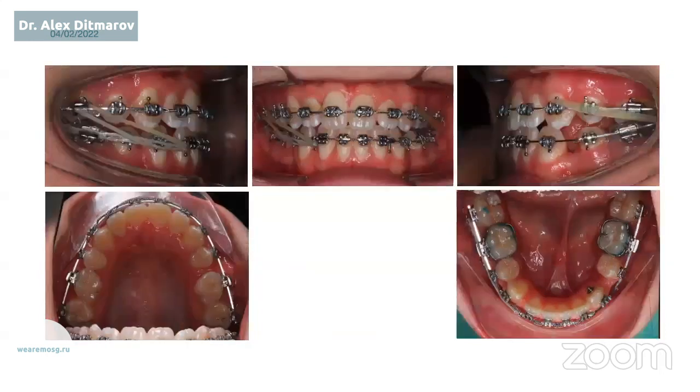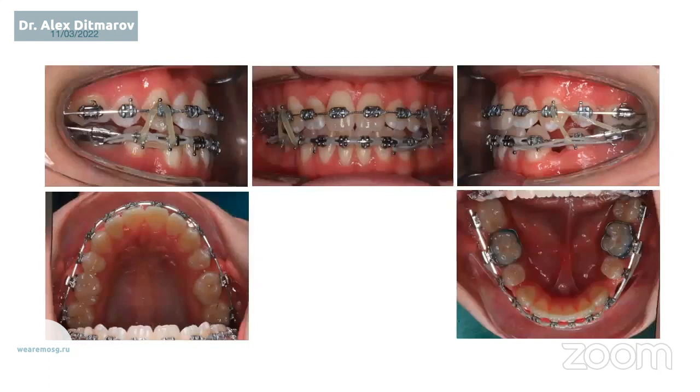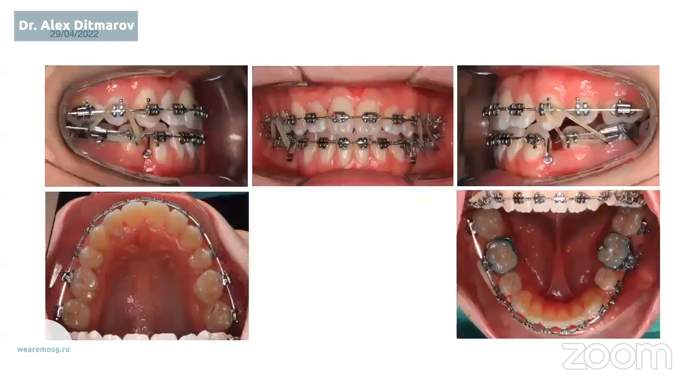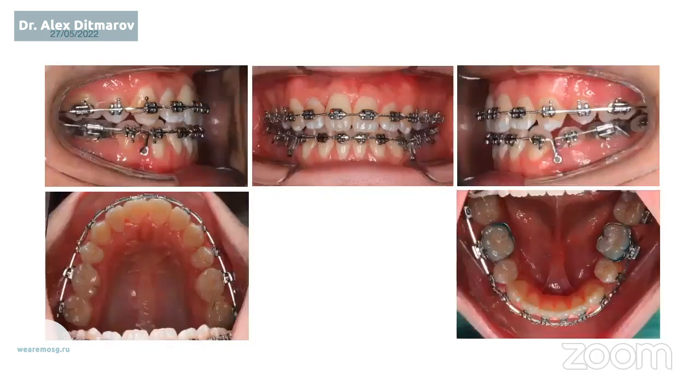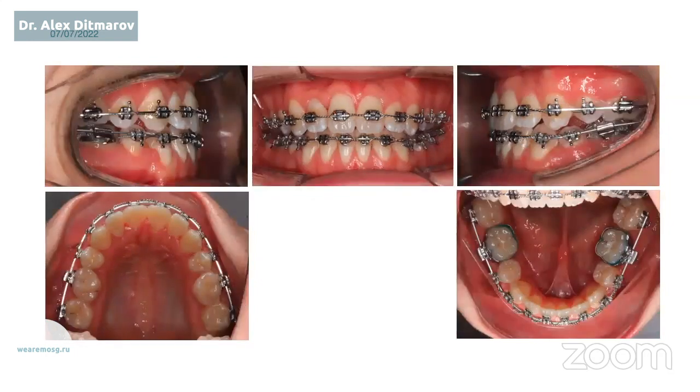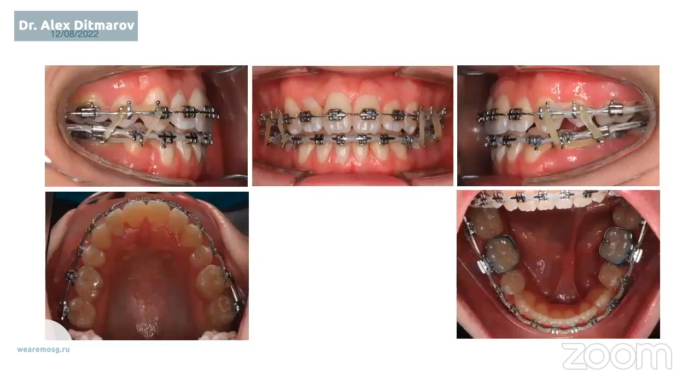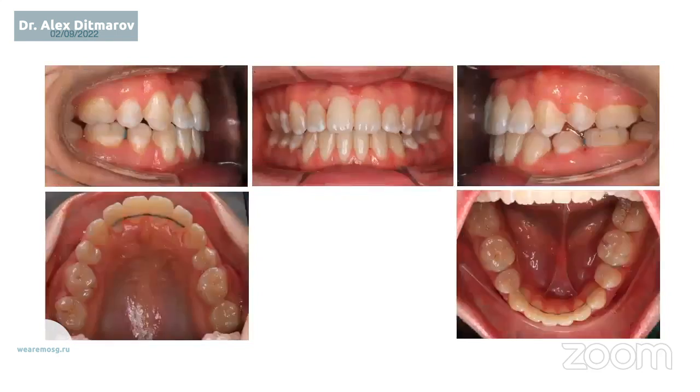At some point she used asymmetrical elastics, class 3 from one side and class 2 from the other, to correct his midlines, and some more asymmetric elastics. At some point she was using closing loops on the lower arch to close the extraction spaces, and these are the finishing appointments and his final result. So this is his final occlusion.